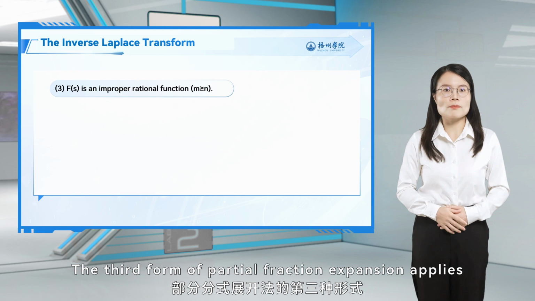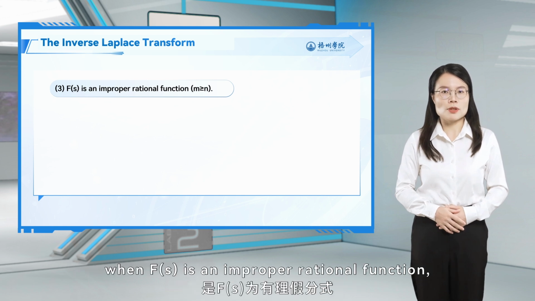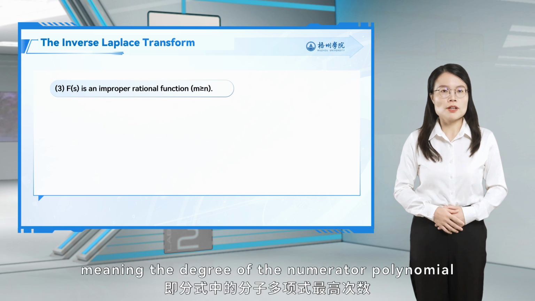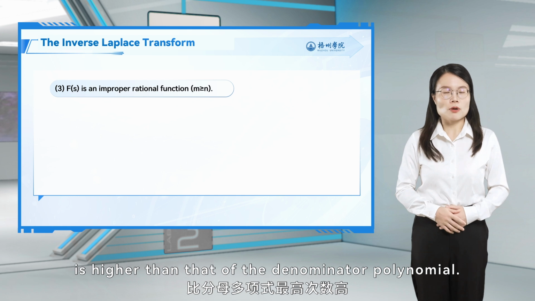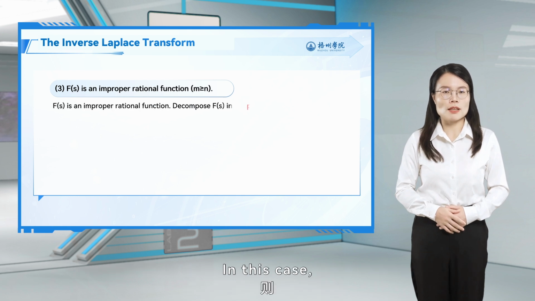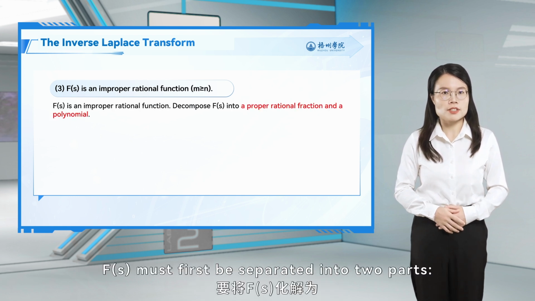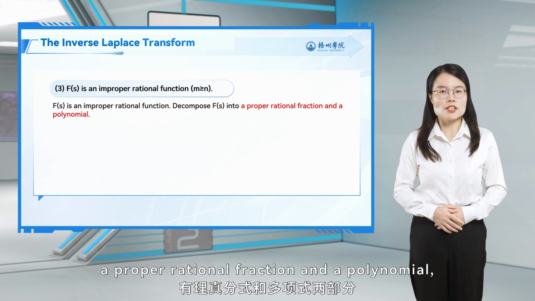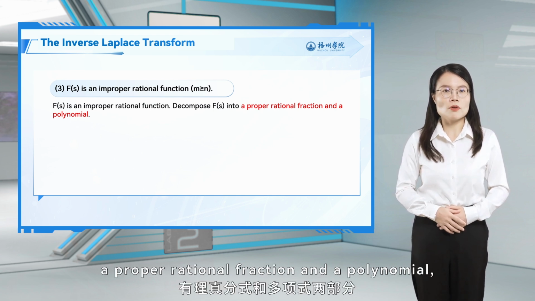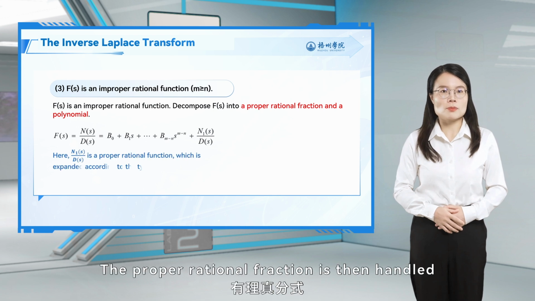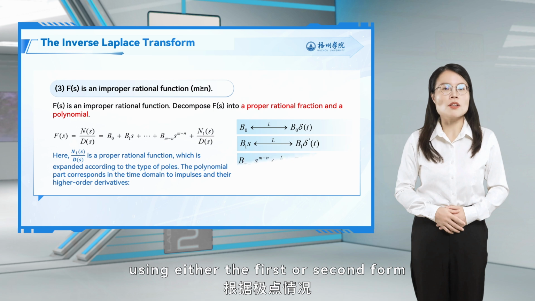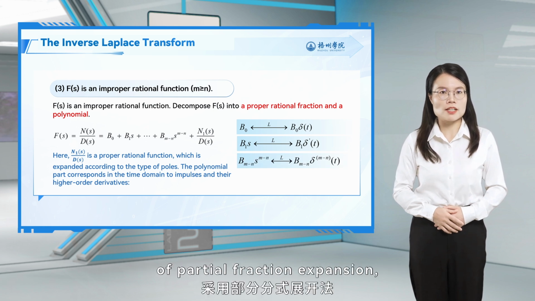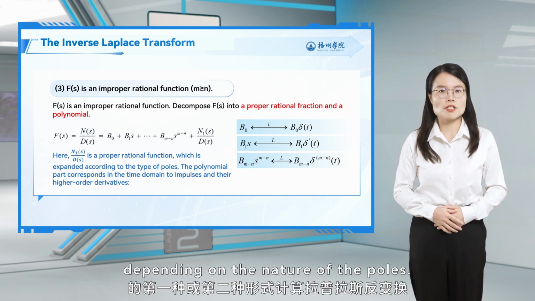The third form of partial fraction expansion applies when F(s) is an improper rational function, meaning the degree of the numerator polynomial is higher than that of the denominator polynomial. In this case, F(s) must first be separated into 2 parts, a proper rational fraction and a polynomial, as shown in the formula. The proper rational fraction is then handled using either the first or second form of partial fraction expansion, depending on the nature of the poles.